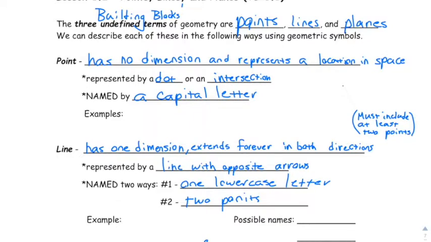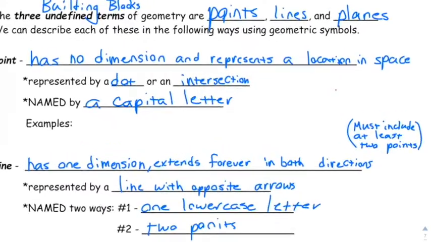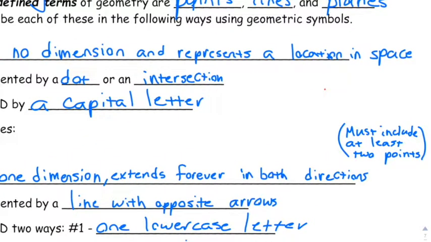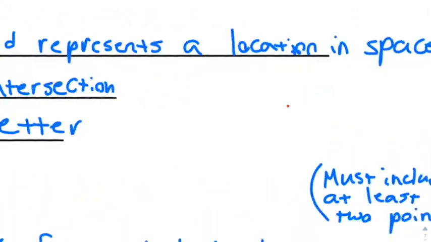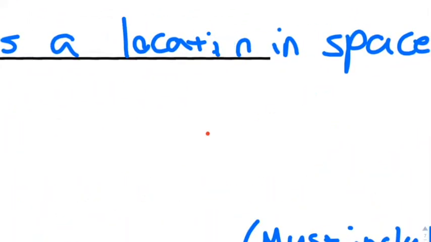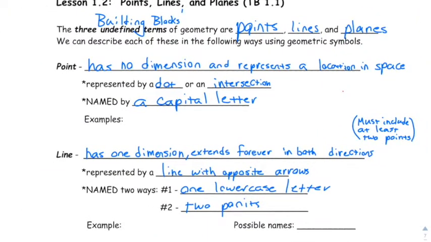So point, it's exactly what it sounds like. We say it has no dimension and it represents a location in space. By the way, if you need to pause to get something written down, feel free to do that. Maybe I can make things look a little bit prettier there. Usually it's represented by a dot or an intersection, like an intersection of two lines.